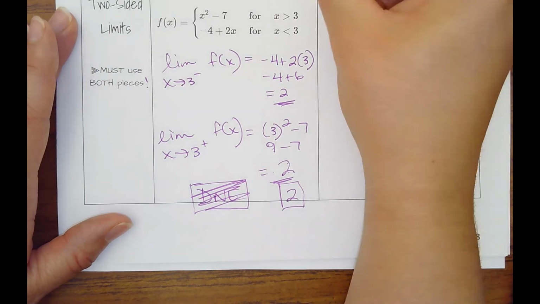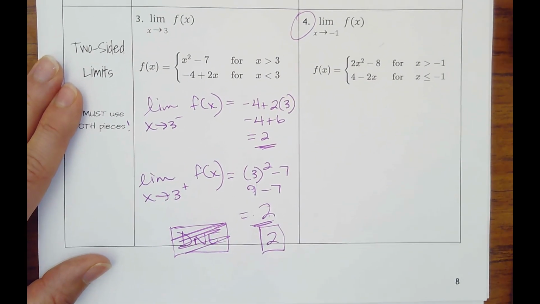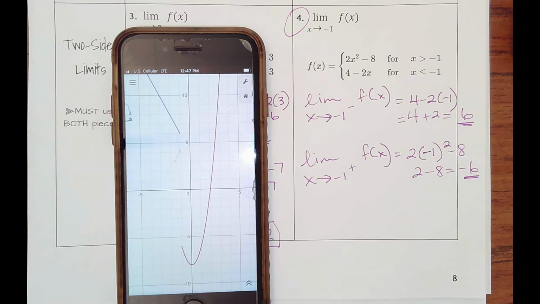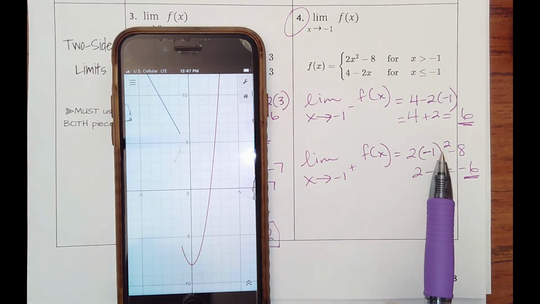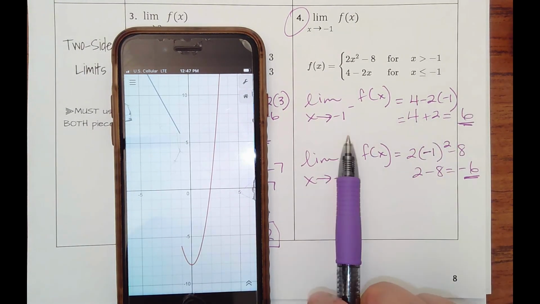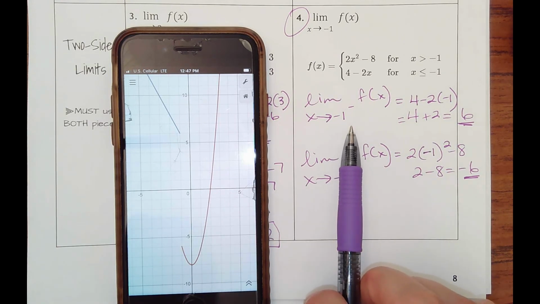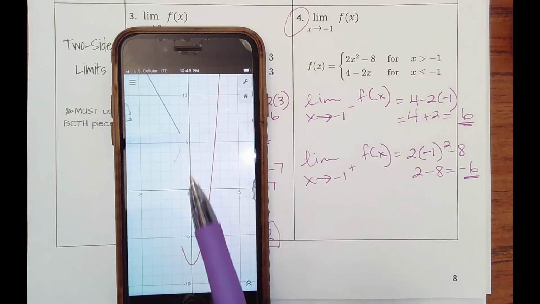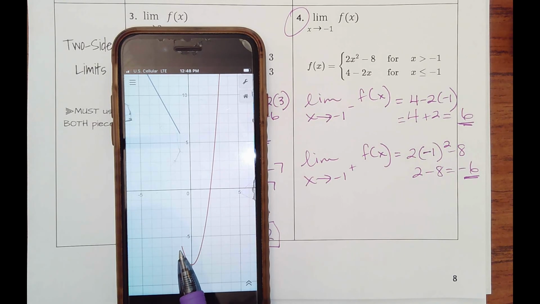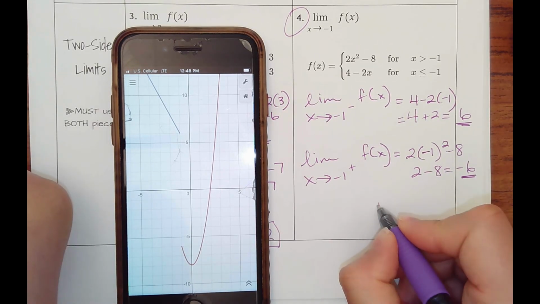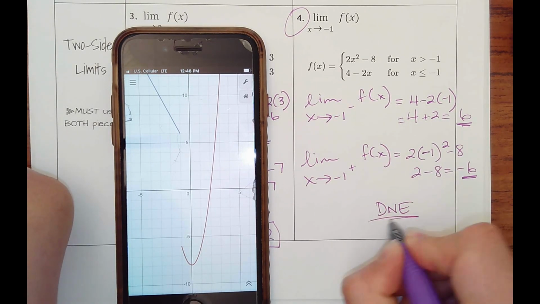Okay, I want you to try number 4. Okay, checked it this time on the graph, so I know I did it right. The limit, as x approaches -1 from the left, you get 6. So see this piece up here, and then the right piece, you're getting -6. Those are not the same values, so the general limit does not exist.